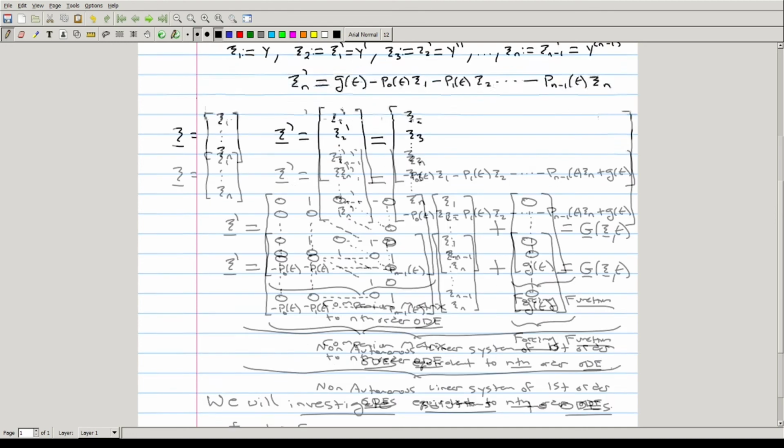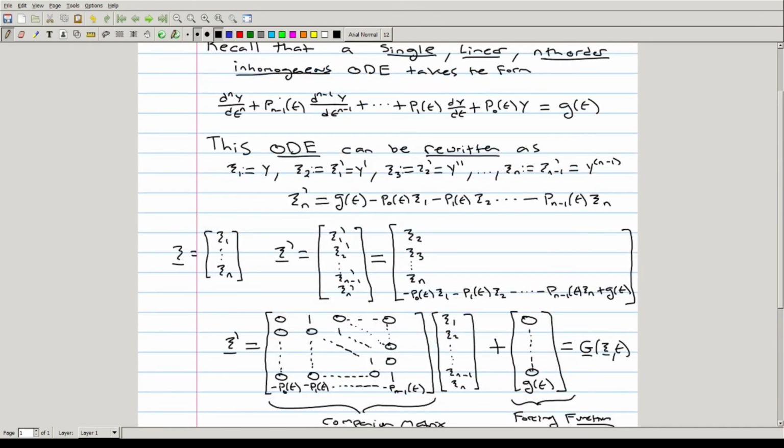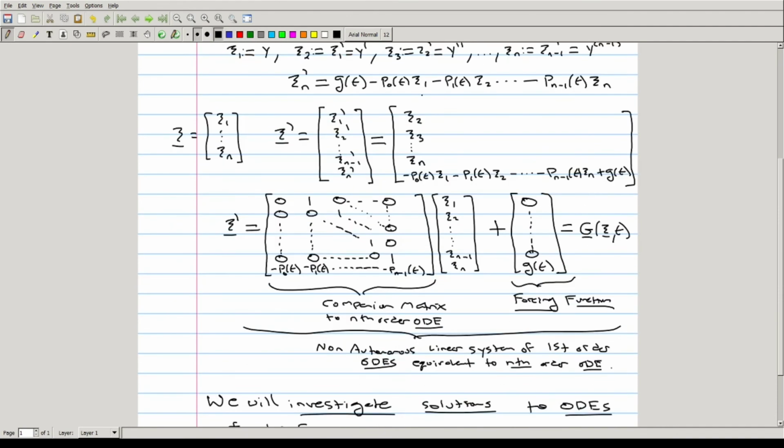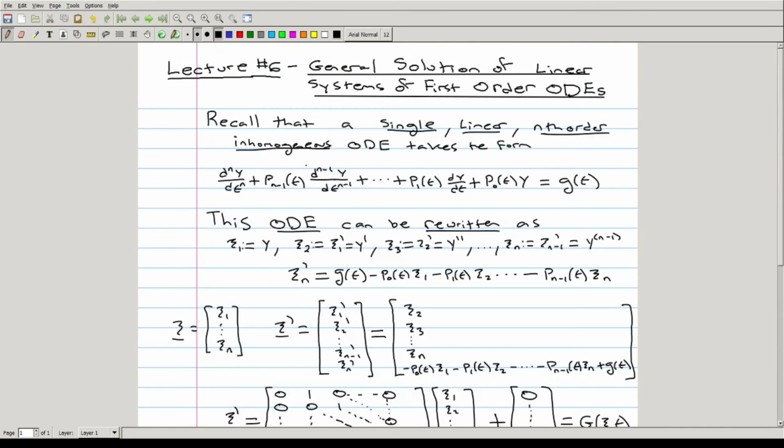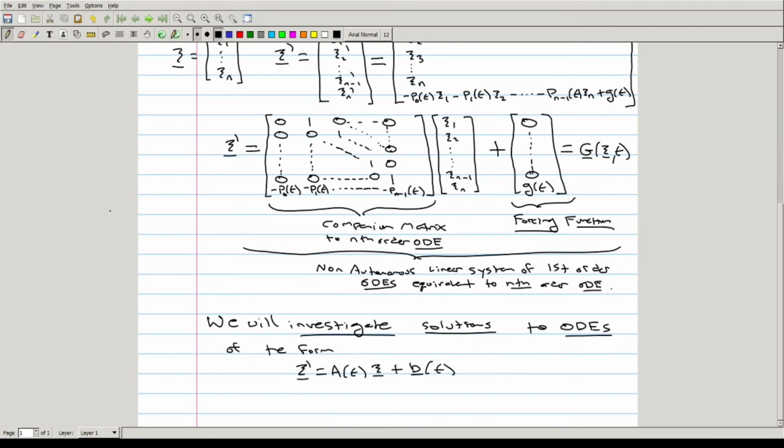Alright, so this companion matrix is specifically related to this single nth order ODE, but we've seen in general that we can have more general types of models, more general types of first order systems. So what we're going to do in this lecture is develop a variation of constants formula for systems of this form, which essentially will cover systems of this form right here, thus giving us a solution method that will give us the solution to any differential equation of this form, which is very, very cool.